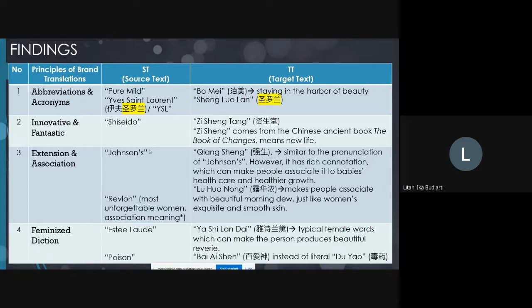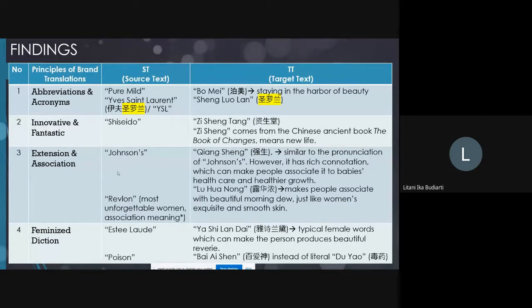And we also have Revlon. Oh, I'm sorry, it should be a little bit up. So Revlon in the history of the cosmetic, according to the Chinese people, has an association with the most unforgettable women. But here they translated it into Lu Huanong, which makes people associate with beautiful morning dew, just like women's exquisite and smooth skin.